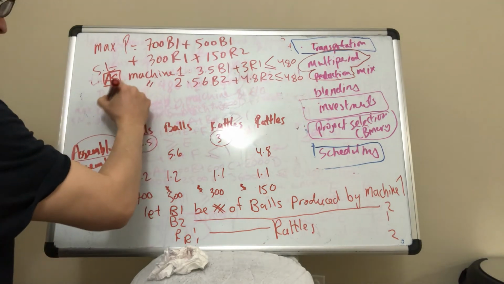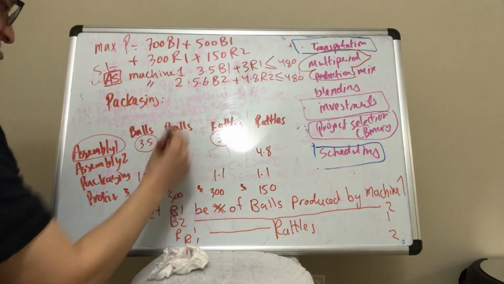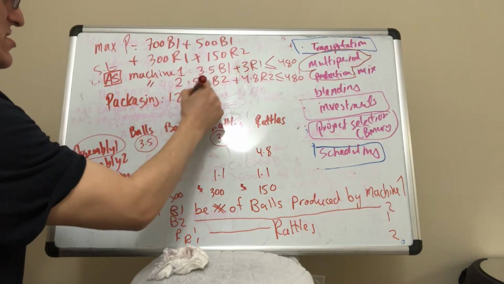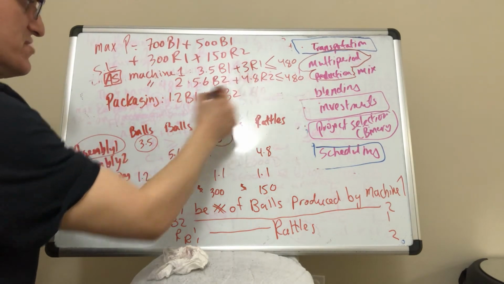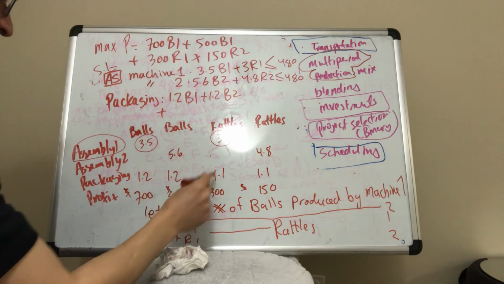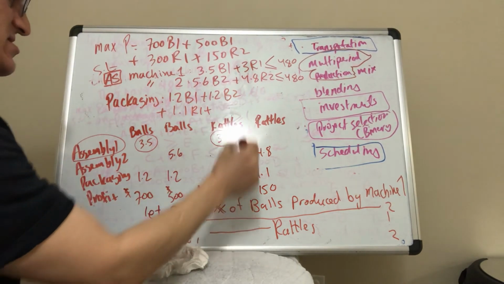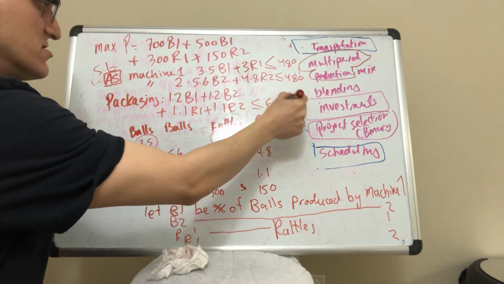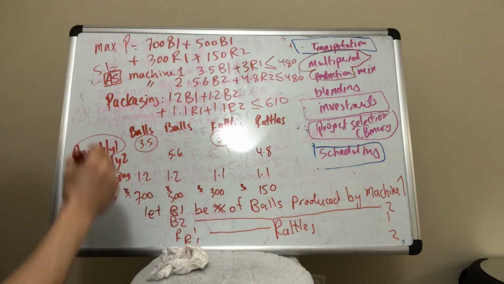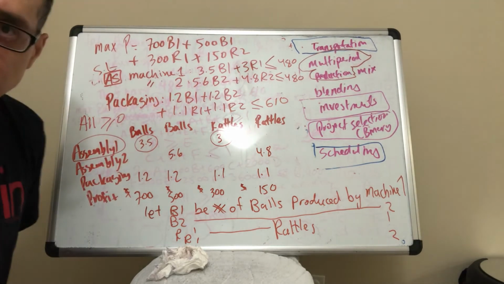So you go packaging, it's 1.2 to do a B1. It's 1.2 hours to do a B2. It's 1.1 to do an R1. And it's 1.1 to do an R2, not to exceed the 610. We captured everything, all variables greater than or equal to 0.